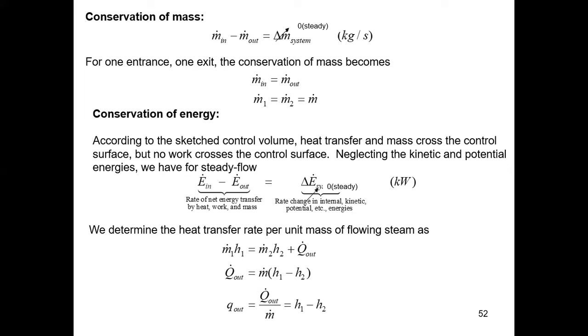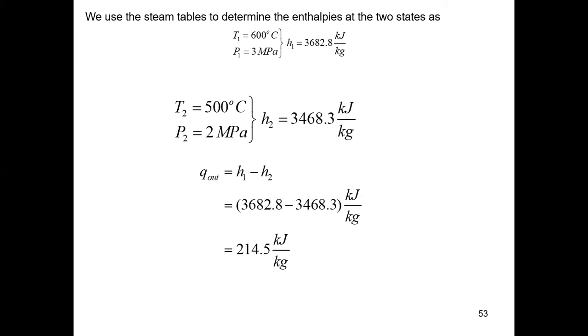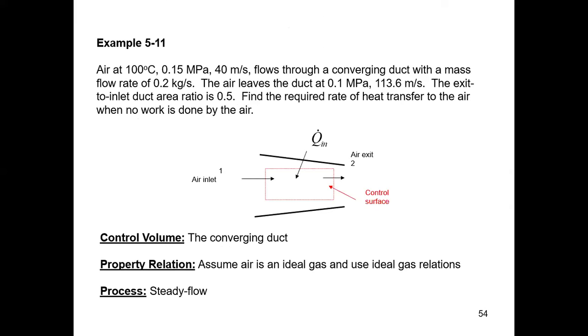And if you want to convert it to specific heat, the change in heat flow rate, you divide it by the mass flow rate. And you calculate this way.